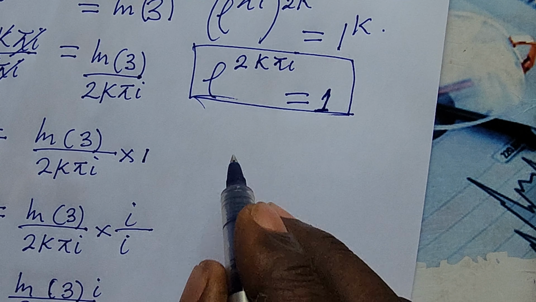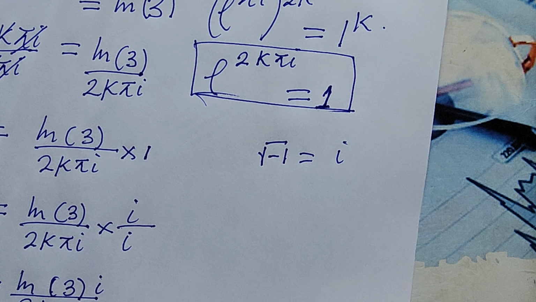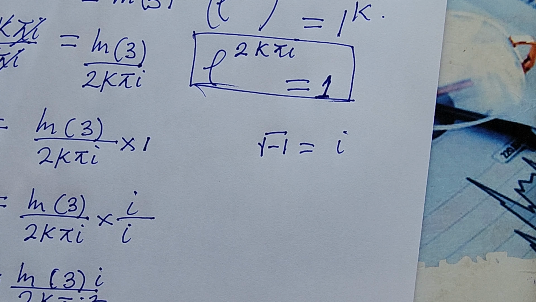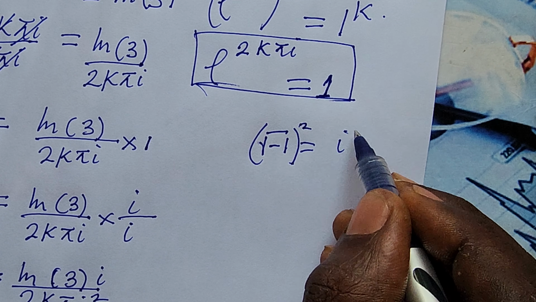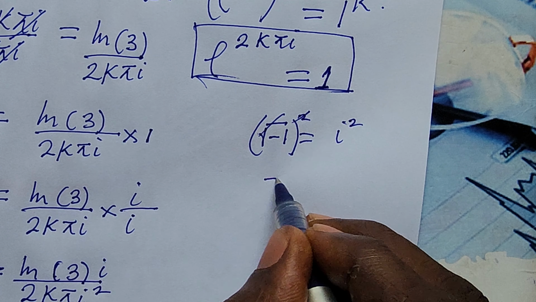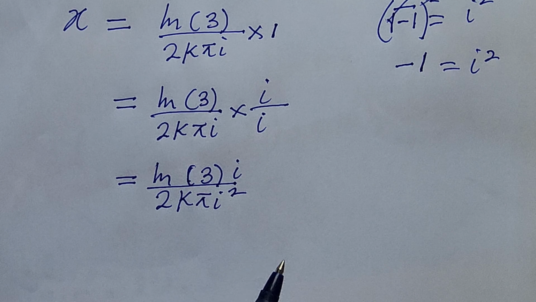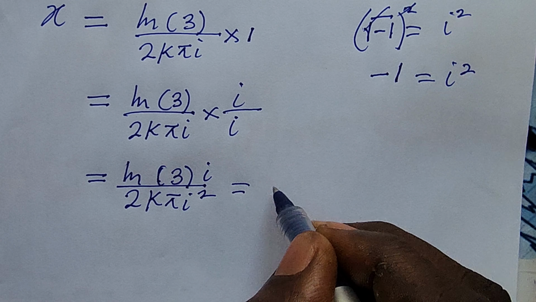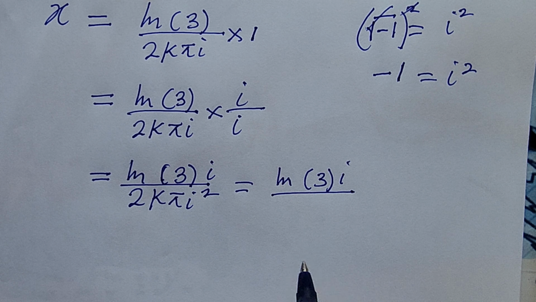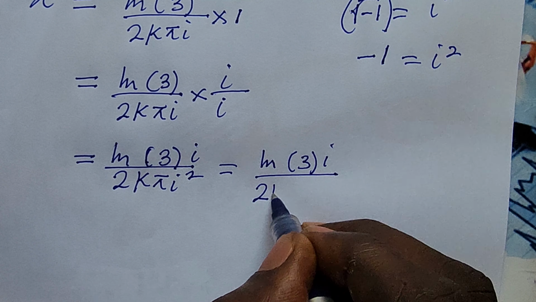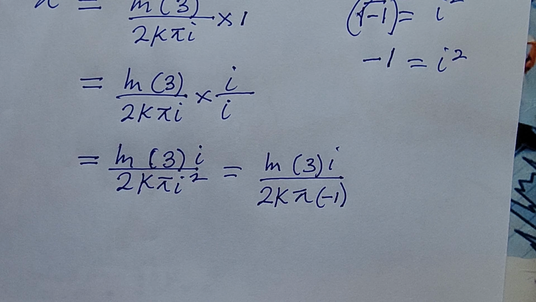So we recall the relationship. We see that the square root of minus 1 is equal to i, which is imaginary, right? So if we square both sides, we have minus 1 is equal to i squared. And here we have i squared. So we can rewrite this as ln of 3i all over 2k pi times minus 1, right?